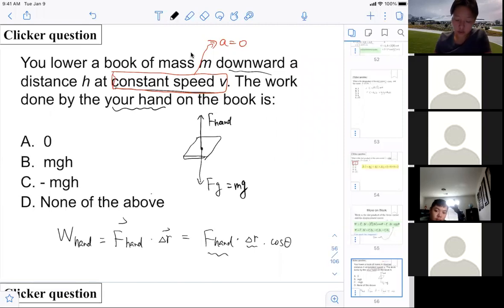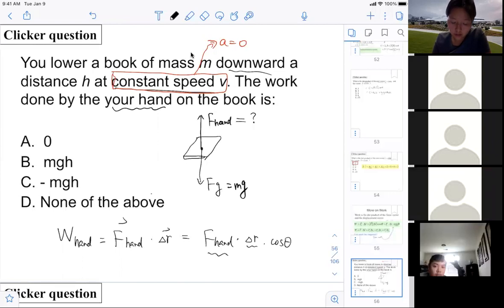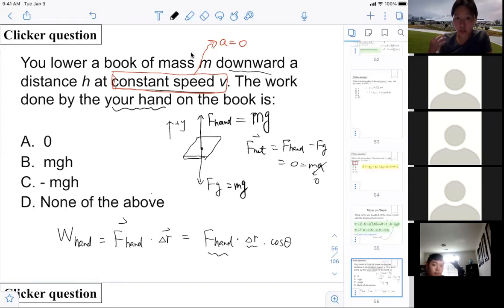Do we know the magnitude of the force from the hand? What is the magnitude? mg. Mg equal to gravity, right? Because the net force is the force from the hand, if you define positive to be upward, minus the force from gravity, which is 0 because they have 0 acceleration. So they have to cancel gravity. So now, the constant speed is really just a way to tell us what this force is, which is mg.